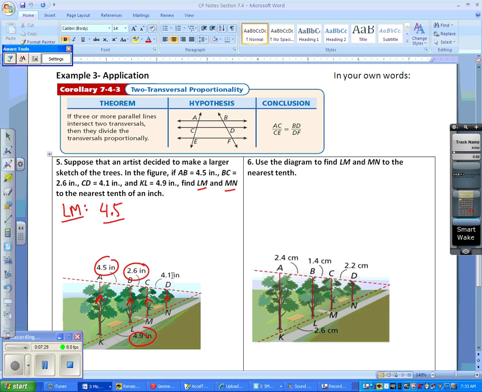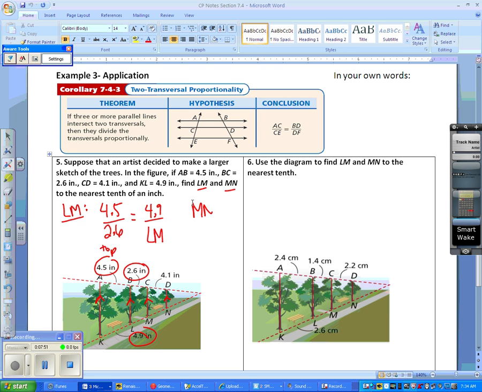Again, I like to look at one side at a time. So 4.5 over 2.6 is going to equal, this is the top, it's going to equal the bottom, 4.9. 4.9 goes with 4.5. See how they're coming from the same part? And the part that comes over 2.6, well, that's LM. So to solve this, I would just have to cross multiply and solve.